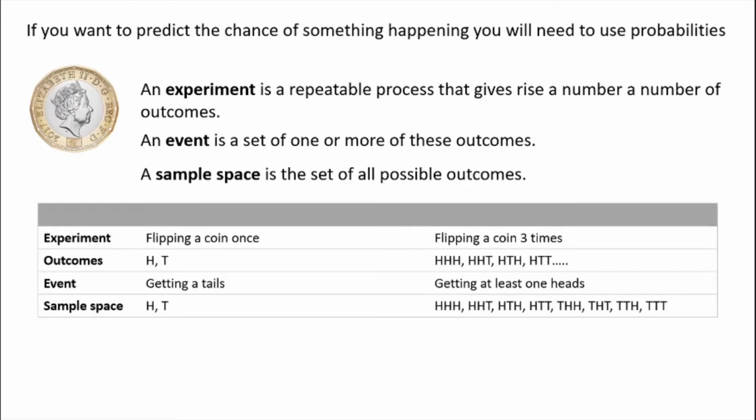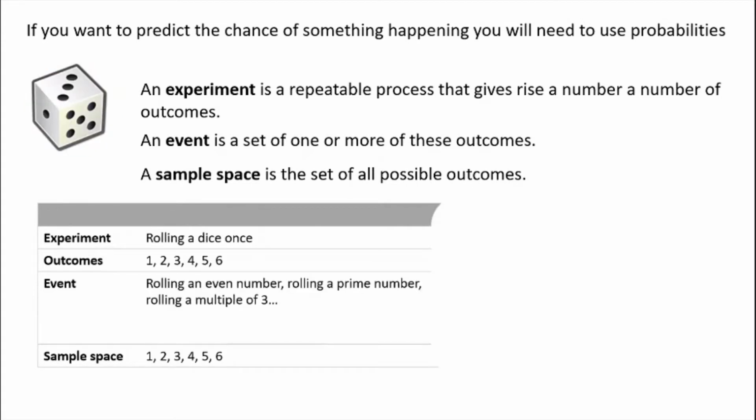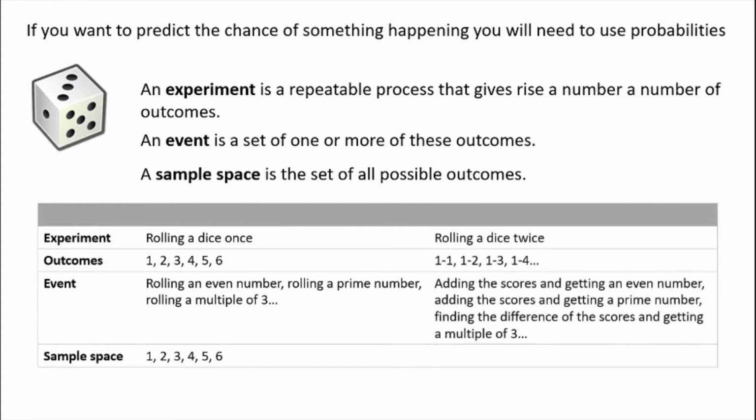The sample space is the list of all the possible outcomes, and it's 1, 2, 3, 4, 5, and 6. So once again, this is quite a basic experiment. What would happen if we made it a little more complex? So rolling a dice twice, and hopefully you would be a bit more familiar with this from GCSE. This was a standard GCSE question. What would happen if we roll the dice twice, and what's the probability of specific events?